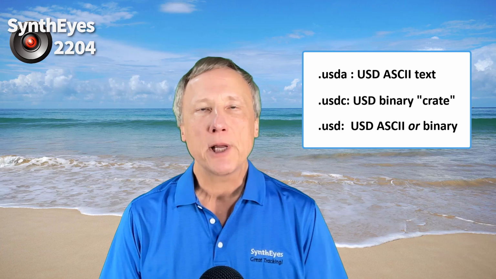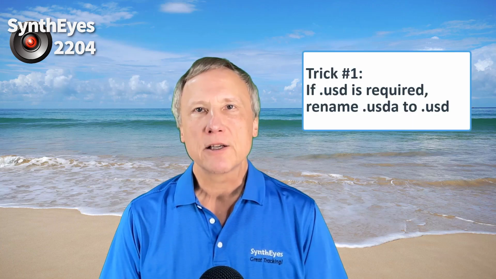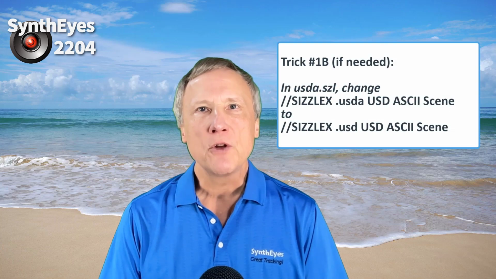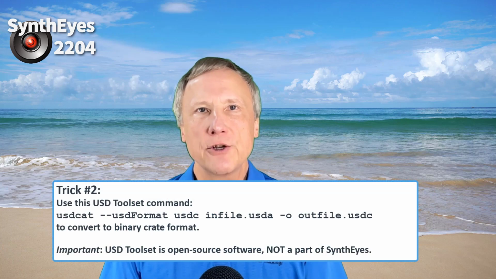An application reads a plain .usd file, looks at it, decides whether it is ASCII or binary, and reads it appropriately. That brings us to the first of a few tricks. Trick number 1. If an app requires .usd, not .usda, manually change the file extension. If you need to do that all the time, you can simply change the file extension in the first line of SynthEyes' usda.sizzle exporter. Trick number 2. Use the USD toolset's USD-cat command to convert to USD binary files for reduced size and load time.